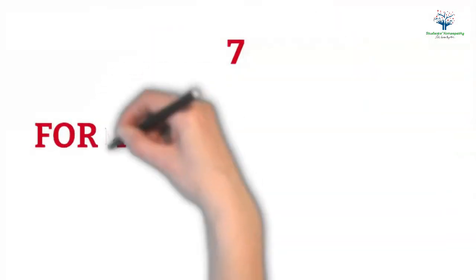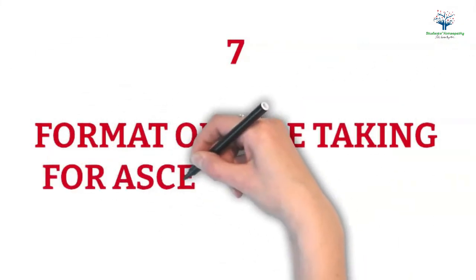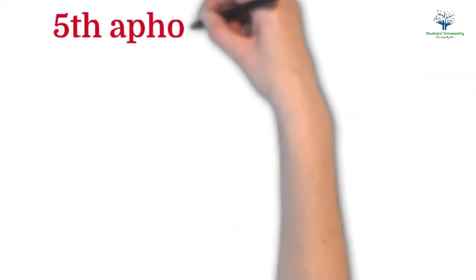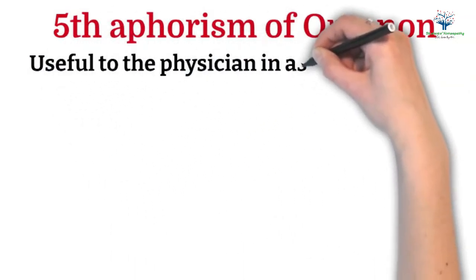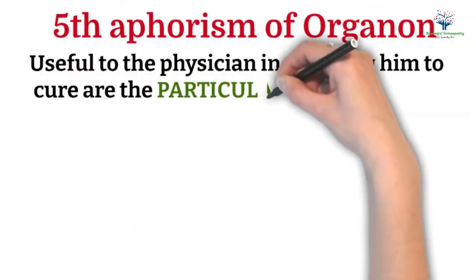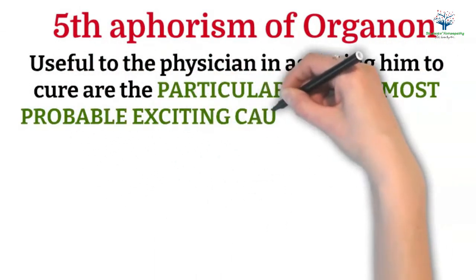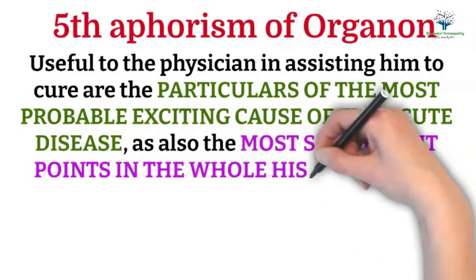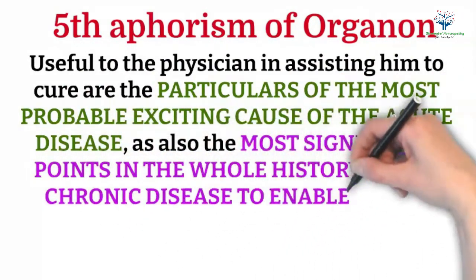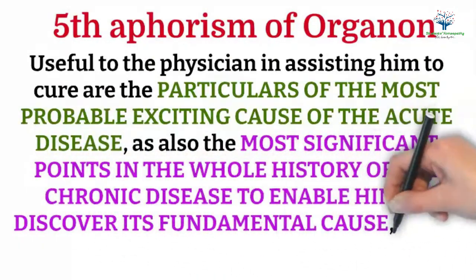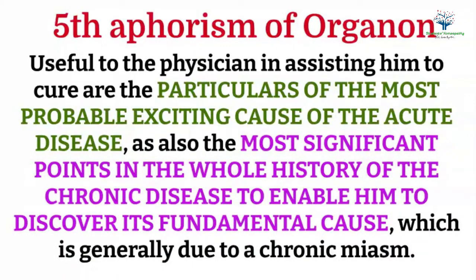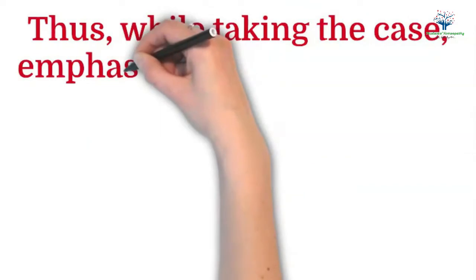Next, what should be the format of case taking for ascertaining the external causes? In the 5th aphorism of the Organon, it has been mentioned like this: useful to the physician in assisting him to cure are the particulars of the most probable exciting cause of the acute disease, as also the most significant points in the whole history of the chronic disease to enable him to discover its fundamental cause, which is generally due to a chronic miasm.